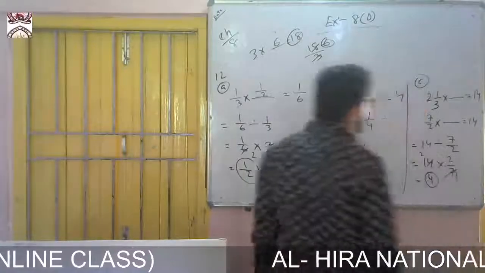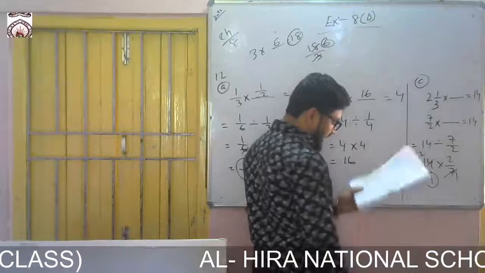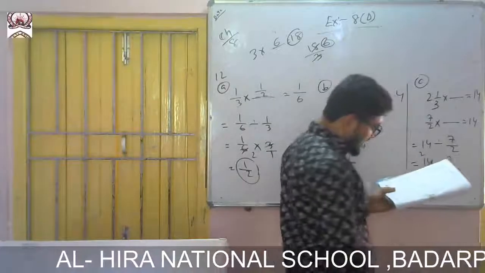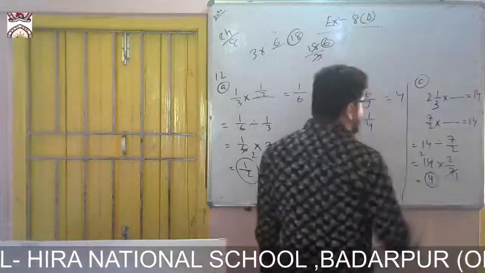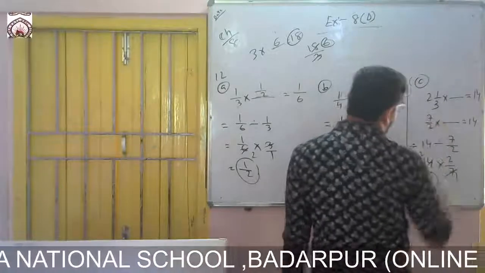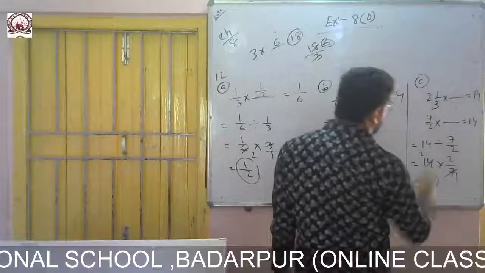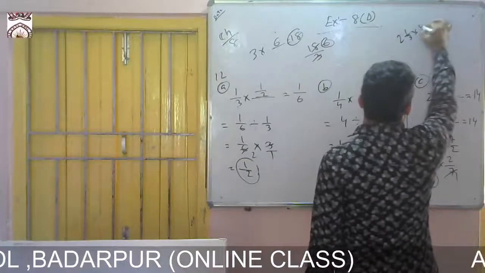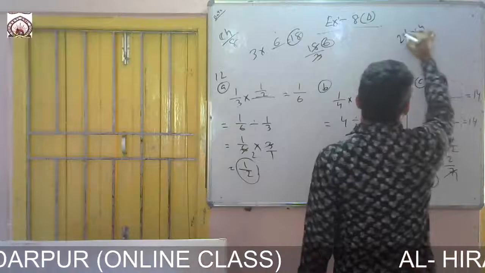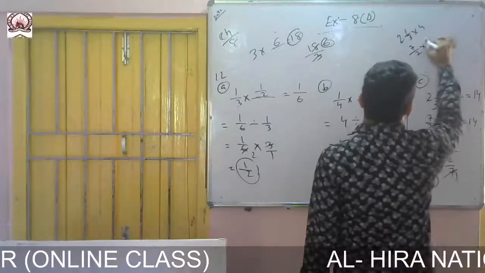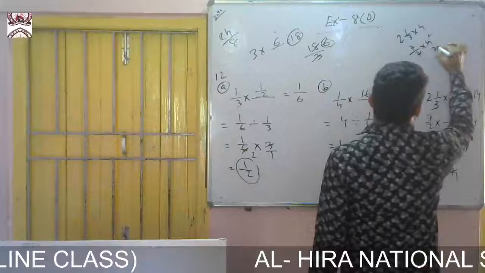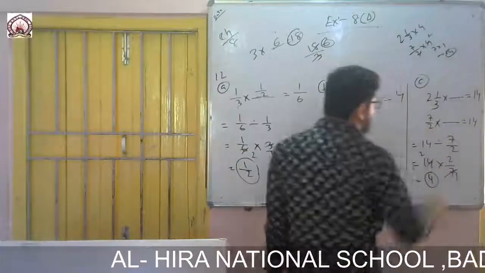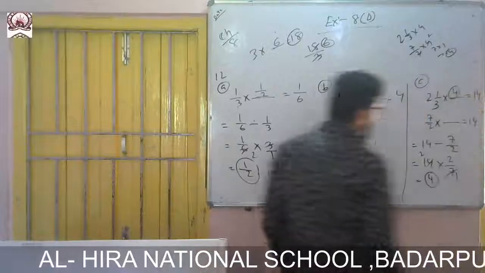2 1 by 3 into dash equals 14. If I break it, 3 2s are 6 and 1 is 7, so 7 by 2. What is coming here? 4. So let me check with 4. It is 2 1 by 3 into 4. 3 2s are 6 and 1 is 7, 7 by 2 into 4. 2 2s are 4, 7 into 2 is 14. So the answer is 4. Here 4 will come.